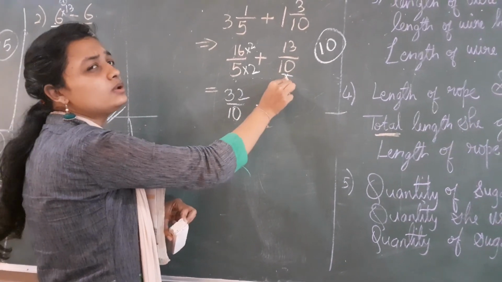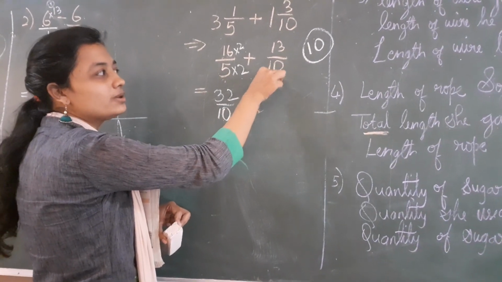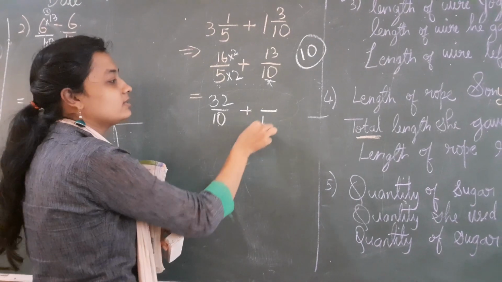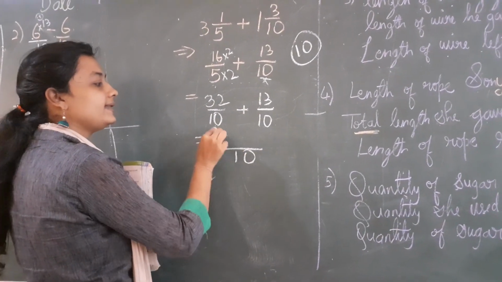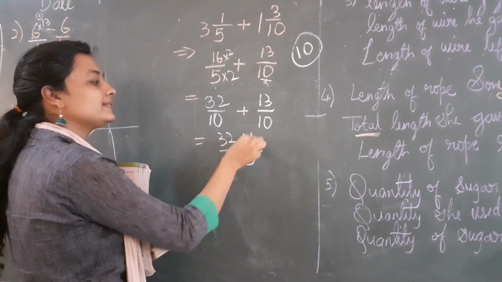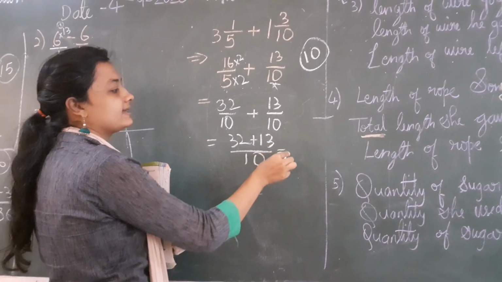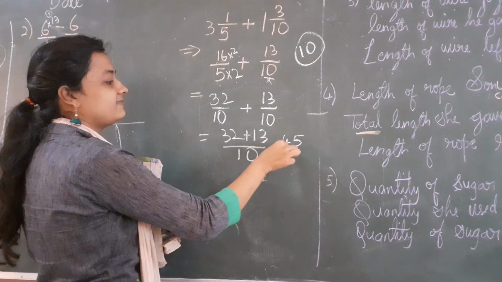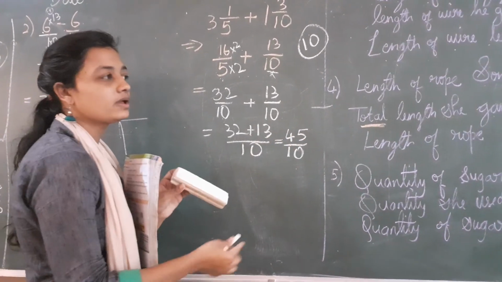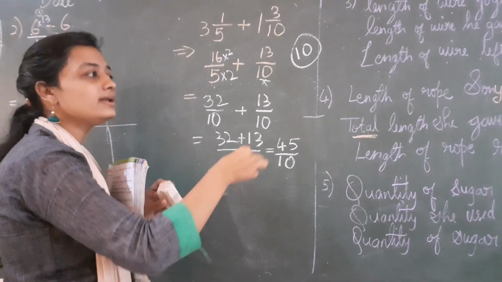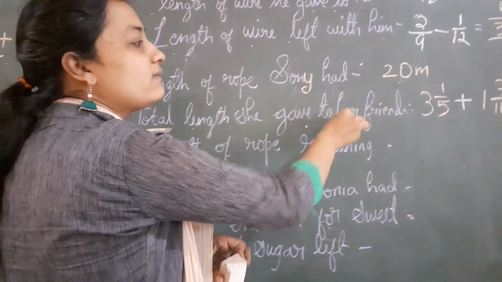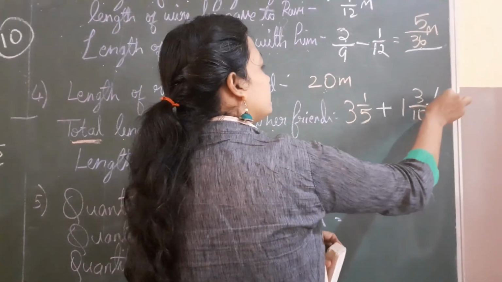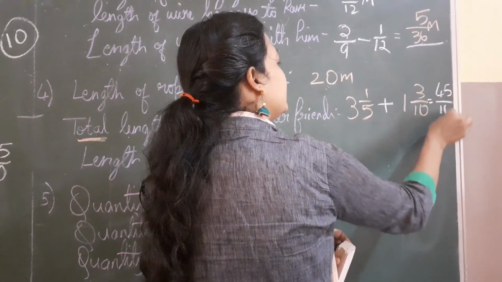Now this I don't need to convert because I already have denominator 10. So I write it as it is. Now add them. I get 32 plus 13. What is the answer I get? I get 45 by 10. So I got the answer for the second statement. That is total length she gave to her friend. That is 45 by 10.